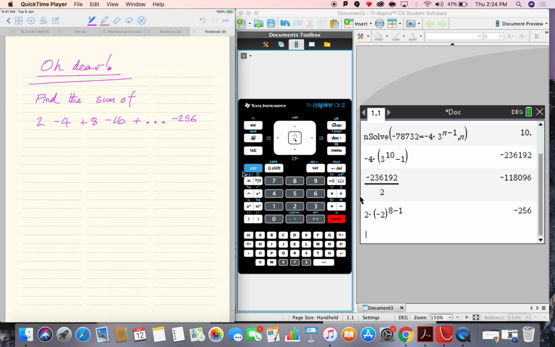Here's one more, and this is the sum of this guy here, and it's a geometric. We can kind of just see that, but let's just go through the process again. -4 divided by 2, 8 divided by -4, -16 divided by 8. If you do all of those, you can see that they're all identical at -2. So there's a common ratio, r equals -2, u of 1 equals 2, and u of n is -256. So I want to find the sum.